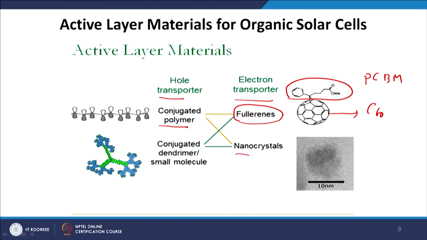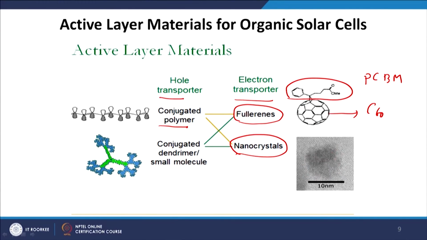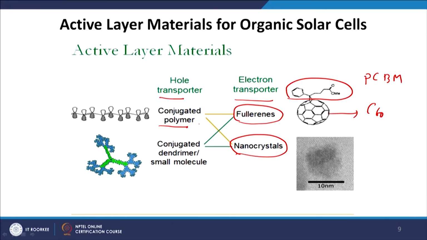Or we can even use different nanocrystals, like metal nanocrystals or carbon nanocrystals, as acceptor materials. For example, we are showing here an AFM image of nanocrystals, and you can see that we can find each and every nanoparticle separately, and the electron mobility of these nanocrystals is also very high. So, when we make the active layer, we have to mix the hole transport layer with the electron transport layer. That means we have to mix conjugated polymers with fullerene or with nanocrystals. Similarly, we can mix a conjugated dendrimer or small molecule with fullerene, and conjugated dendrimers with nanocrystals.